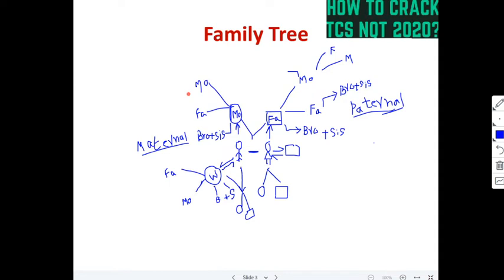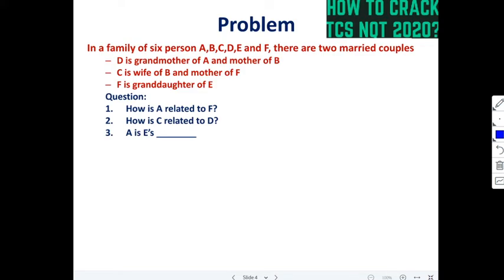I think we have completed all the relationships. We'll move into the problems. We'll see one or two problems today.